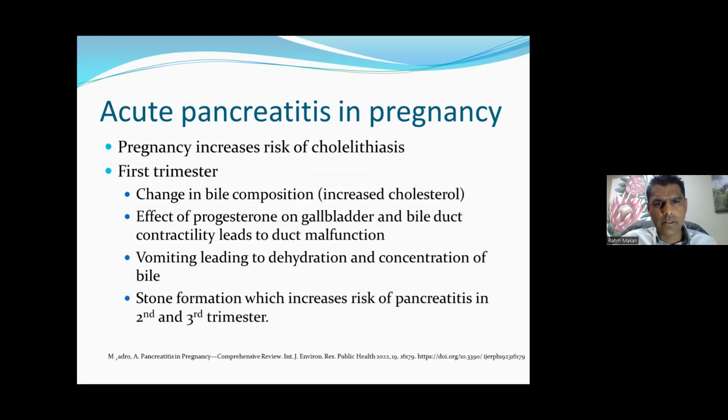And then also the effect of progesterone on the gallbladder and bile duct contractility leads to duct malfunctioning. And then if you add vomiting from pregnancy, that leads to dehydration and further concentration of bile. So all of these factors increase your risk of bile stone formation. And then once stone formation occurs, that increases your risk of pancreatitis in the second and third trimester.